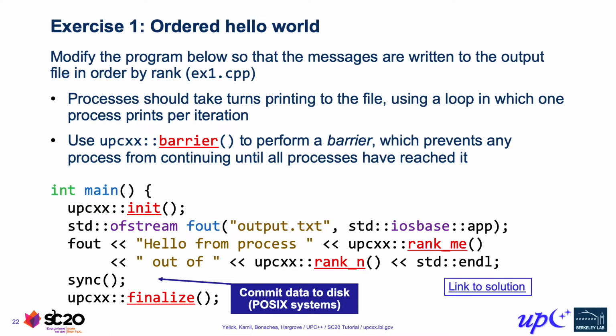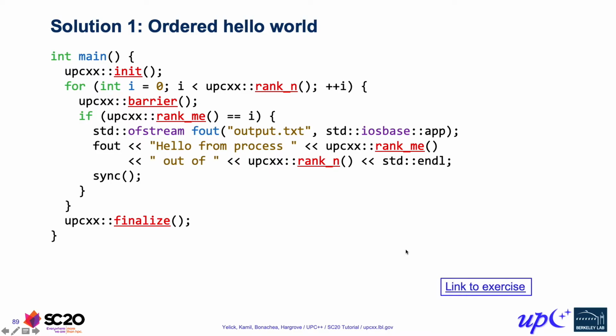So we'll start by looking at the solution for exercise 1. And again, the goal is to have each process print hello to a file, but have them appear in order of rank number. And so the way we need to do that, looking at the solution, is we need to have a loop that iterates over the rank numbers and have each process print out when the iteration count reaches its rank number. But we also need to prevent the processes from getting ahead of other ones.